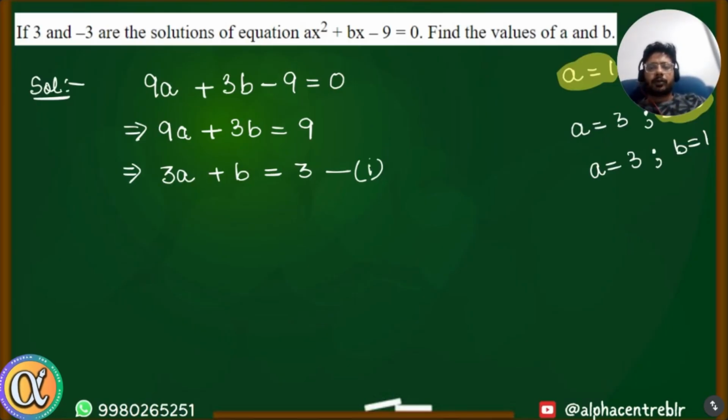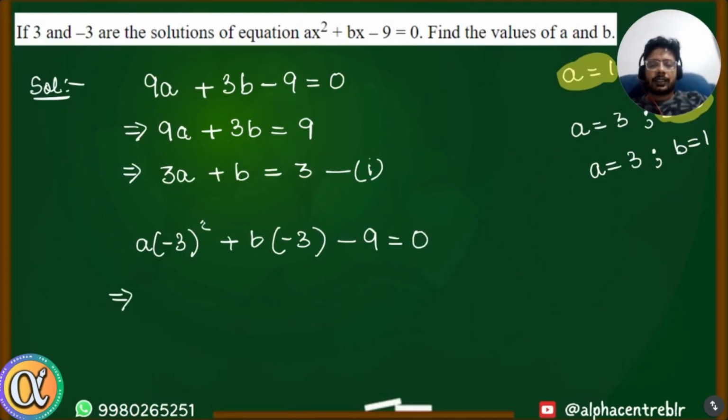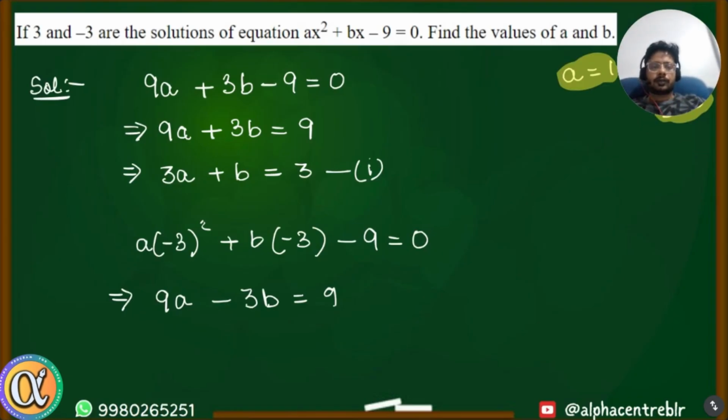Okay, so in equation 2, we put x value as minus 3. So again, the first term would be a into minus 3 square plus b into minus 3 minus 9 is equal to 0. Okay, let's simplify this. Whether it is plus 3 or minus 3, the square is always positive. So the first term would become 9a minus 3b. And we can take this 9 to the other side. Clear? Then we can divide this also. So 3a minus b is equal to 3. This becomes our equation 2.